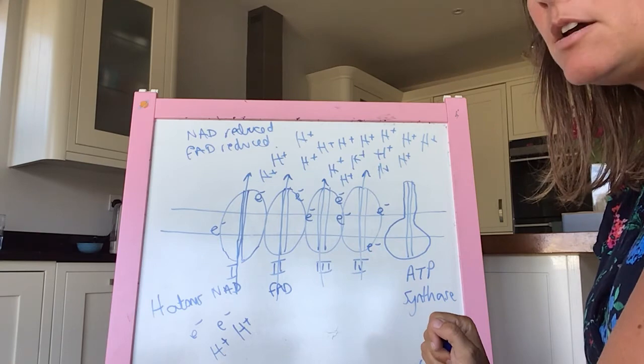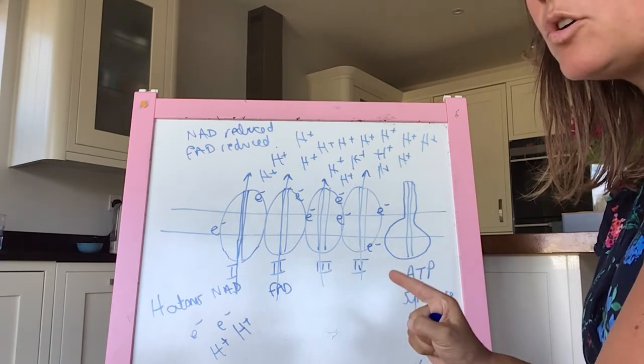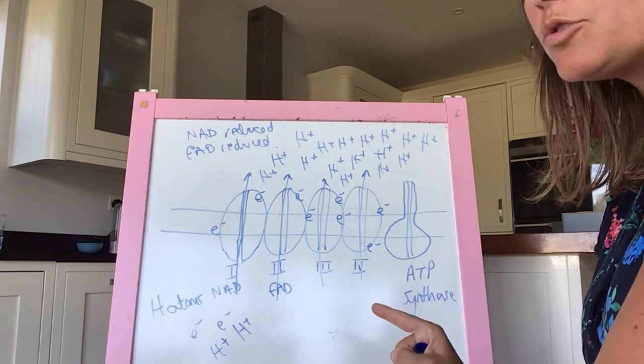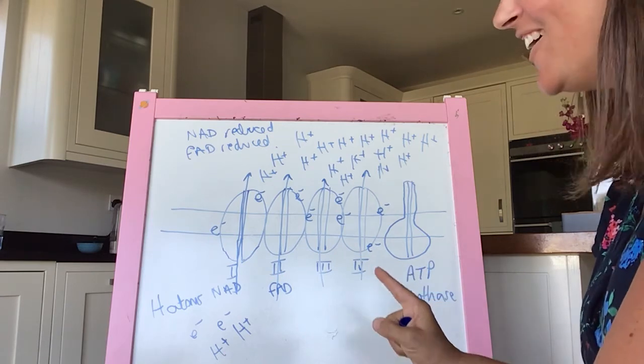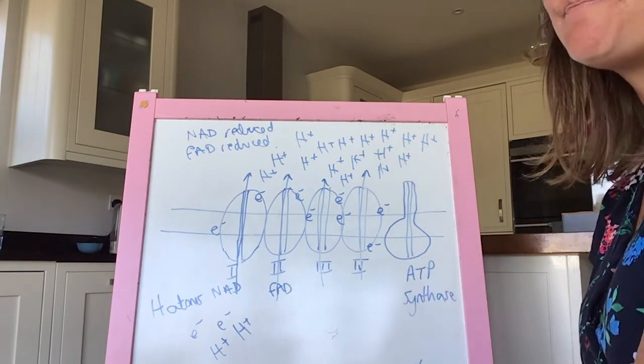Well done everybody. Remember, 32 molecules of ATP for every 1 glucose molecule, not 38. Okay, and 4 proteins. All right, okay, bye everyone, well done.